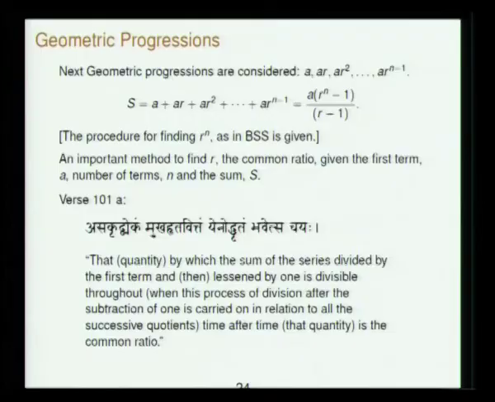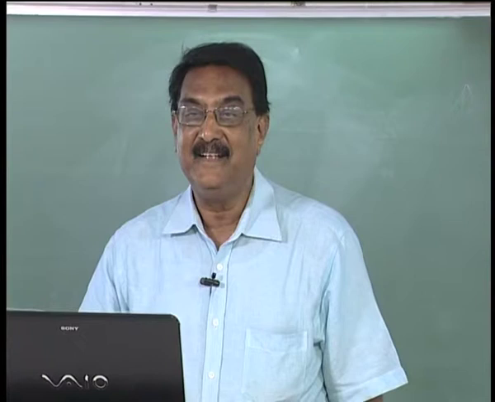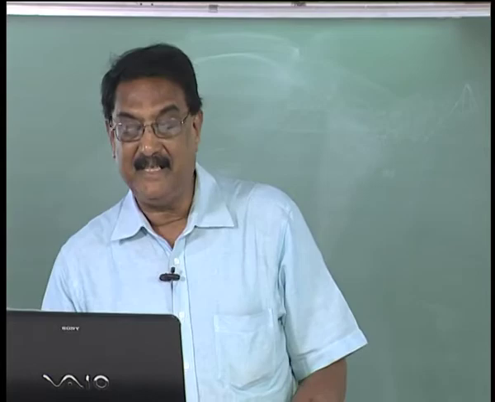So, though you are starting with these things, whatever was known from the earlier thing is adding up. So, that is happening. So, this sum of this geometric progression is given. I do not have to explain this result. Now, an important method is to find R, the common ratio, given the first term, number of terms n and the sum S. Given A, R and N, you can find S, but given S, A and N, to find R, this is an nth degree equation. So, it is not easy. So, he gives a very interesting method.